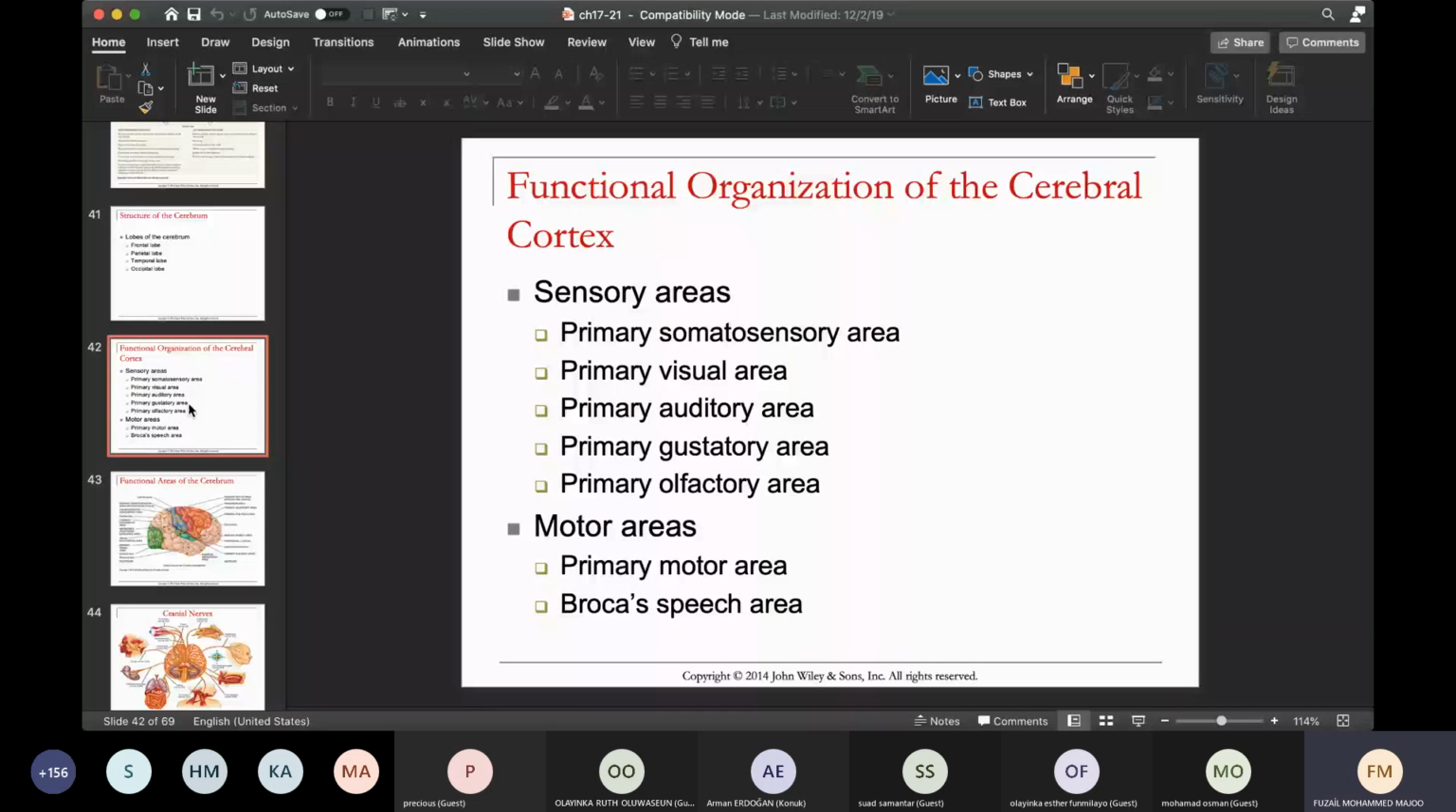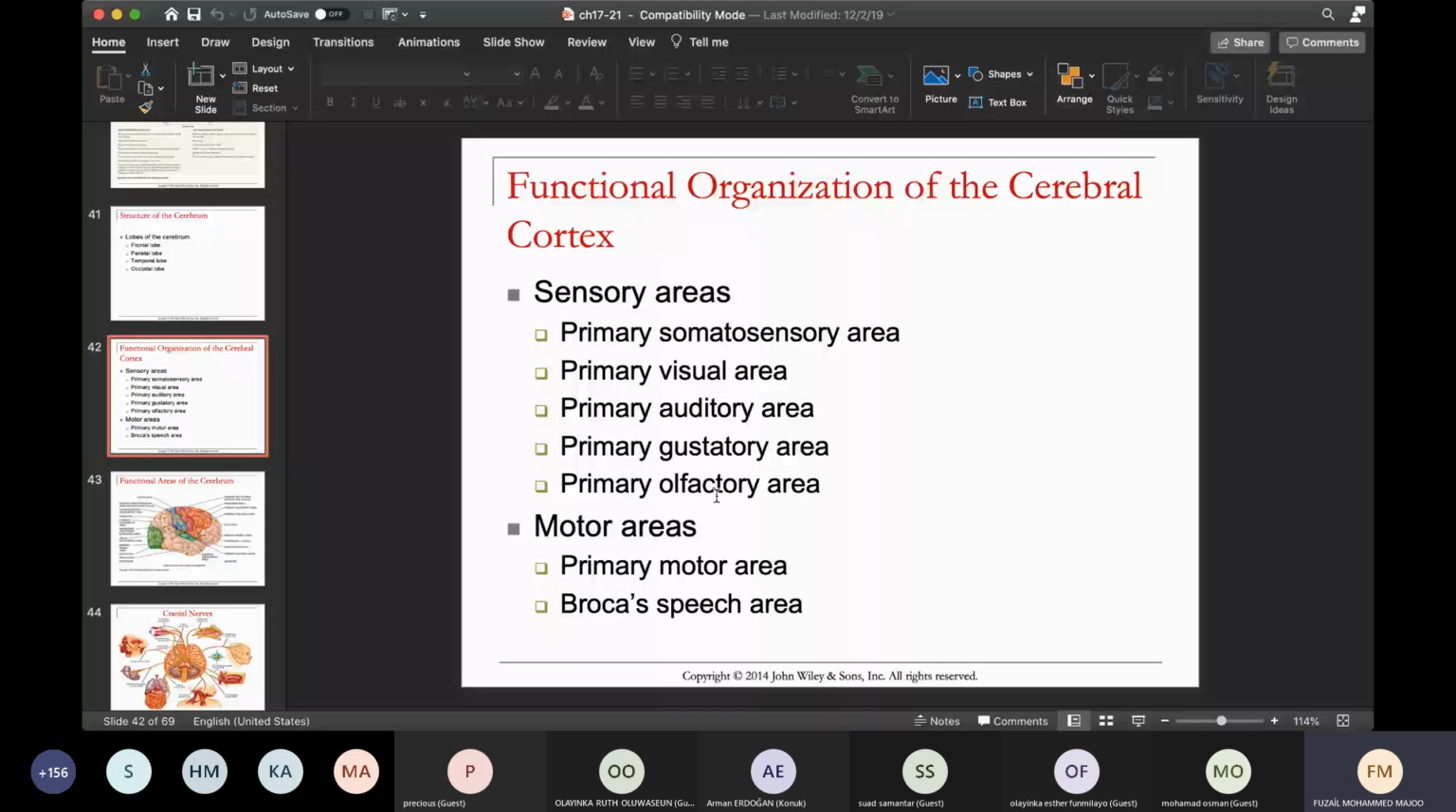All right. In terms of the functional organization of the cerebral cortex, there's sensory areas and motor areas. Again, sensory areas are there to perceive different types of sensations, right? So there's a primary somatosensory area. Among that, there's also a visual area. There's an auditory, a gustatory, this for taste, and there's also another region for smell. Okay, we call that olfactory.